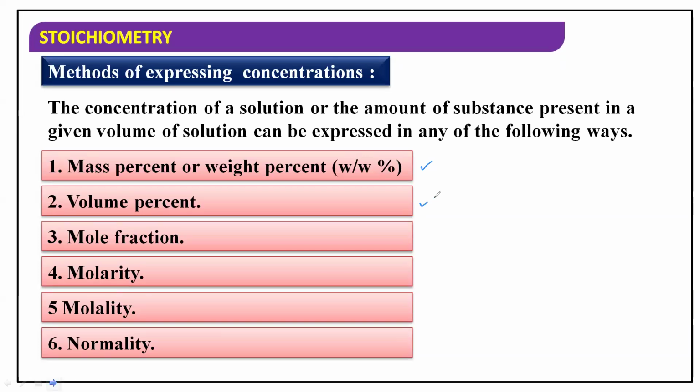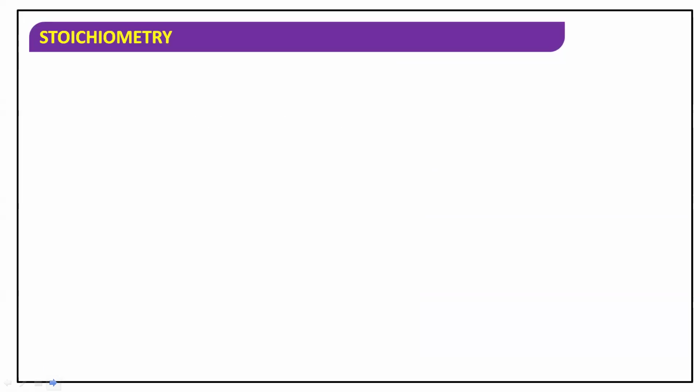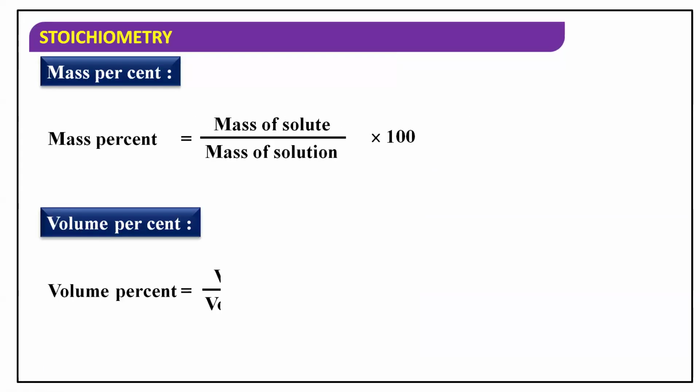The second is volume percent. The third one is mole fraction. Then we have molarity, molality, and normality. So slowly we will do all these concepts. So first we have mass percentage.